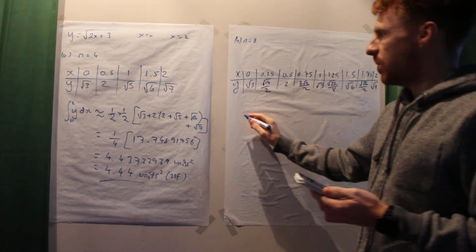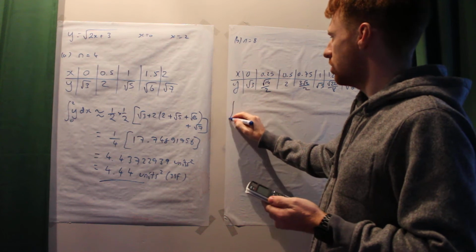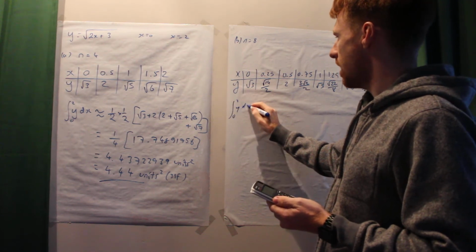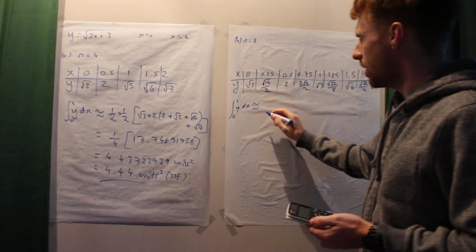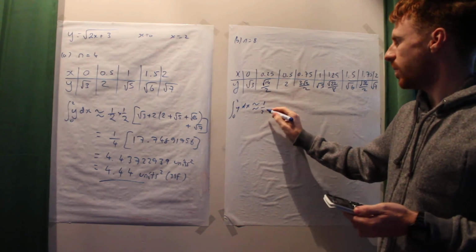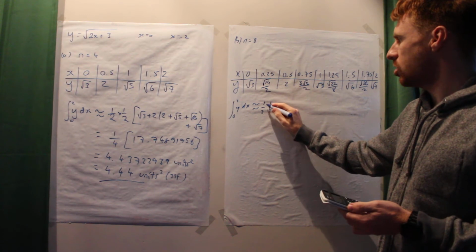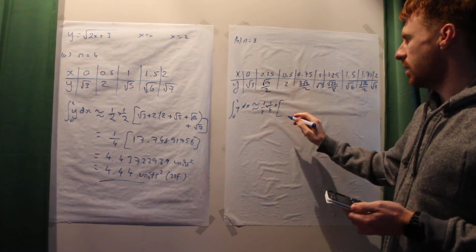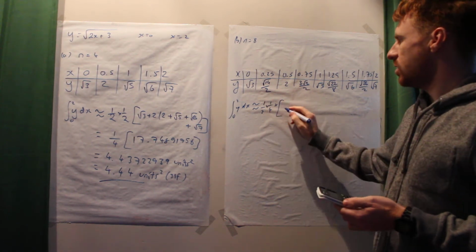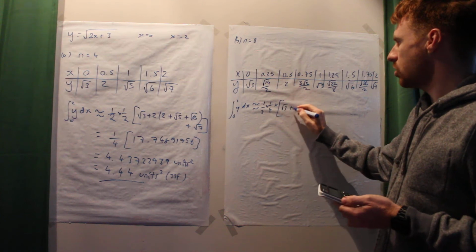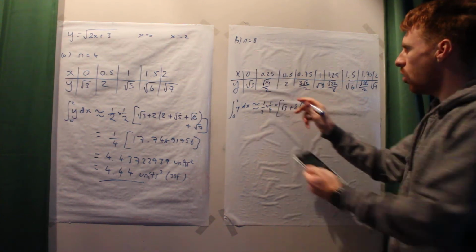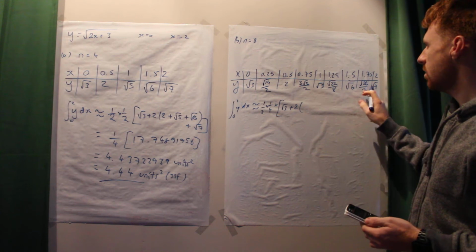So, the last bit now is to work out the approximation from 0 to 2 of y dx, which is approximately equal to, again, a half times by the height. The height this time is how much I'm going up by. I'm going up by 0.25, so it's a quarter. Times by each of these added up individually. I'm going to have my root 3 plus 2 times all of these individual bits here added up.